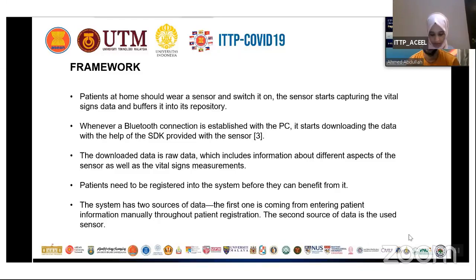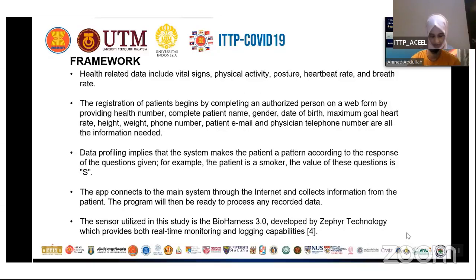Then, patients need to be registered into the system before they can benefit from it. Next, the system has two sources of data. The first one is coming from entering patient information manually during patient registration. Then, the second source of data is the sensors. Next, health-related data included vital signs, physical activity, posture, heartbeat rate, and breath rate.